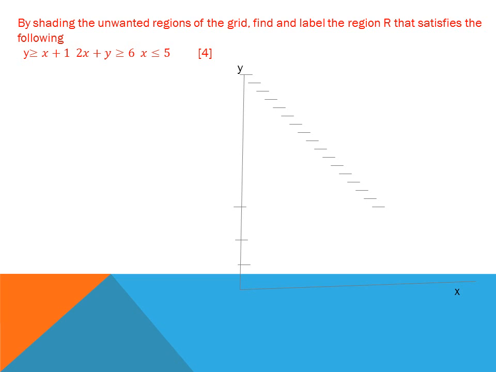The next question is related to a graph, so it's difficult to put the graph here. I will apply it in the next paper.